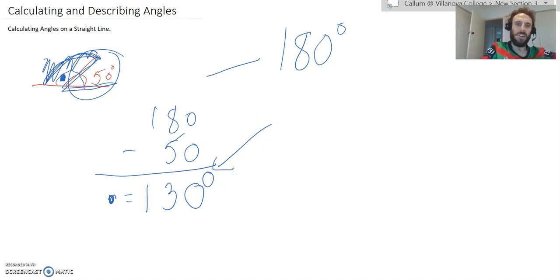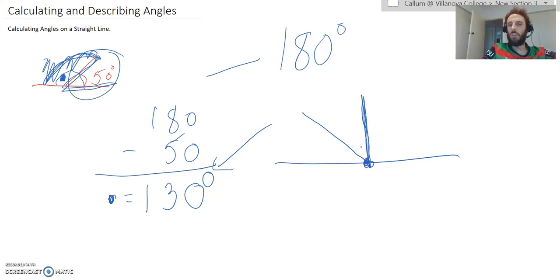As long as you know that calculating angles on a straight line always equals to 180 degrees, you can't really go wrong there, especially if you're practicing your subtraction algorithm. Even if they make it harder, like sometimes they'll give you ones that look like this.